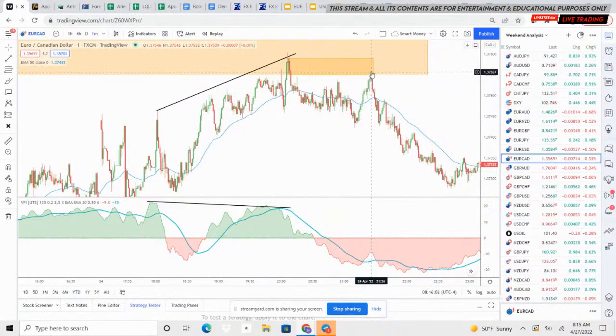Price pushing up to mitigate this level. Volume is still pushing down. This is a fake move. That's how you indicate fake moves in the market. Price pushing up, volume pushing down. Fake move. We are looking to sell this.